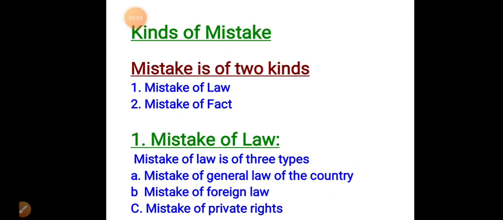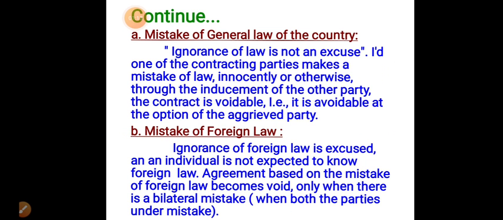Okay, next we will see the kinds of mistake. What are the kinds of mistakes? First, mistakes are of two kinds, that is the mistake of law and mistake of fact. Under the mistake of law, again there are three types: mistake of general law of the country, mistake of foreign law, and mistake of private rights. First one, mistake of general law of the country.